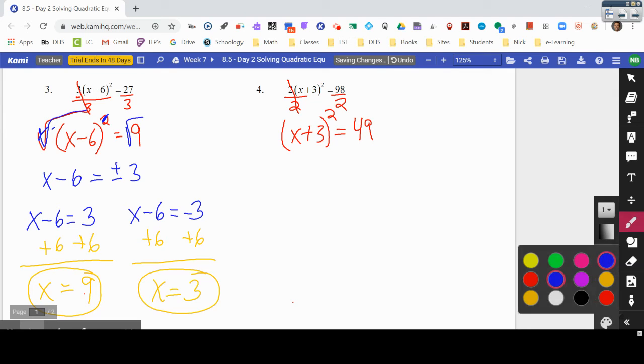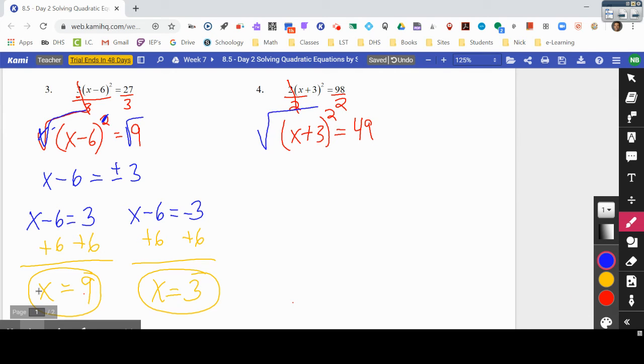Now I'm ready to take the square root of my left side and the square root of my right side. Again, the square root gets rid of my square. So now I'm left with x plus 3 on my left is equal to plus or minus the square root of 49, which is 7. So now I'm ready to make my two equations.